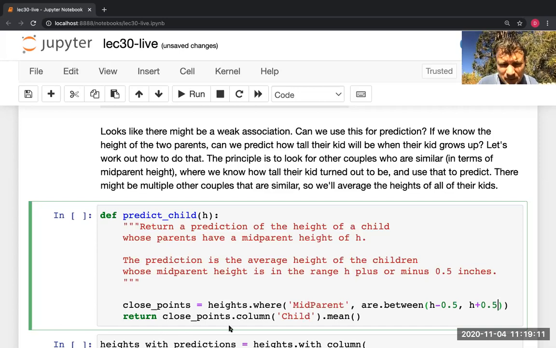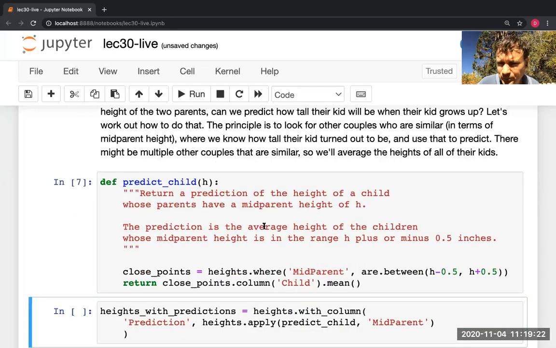We will find all of those couples. We'll put that in a table called close points. We'll extract the height of their children, and we'll take the average of that. And that'll be our prediction for this new couple. So I put that in a function so I can call it many times.